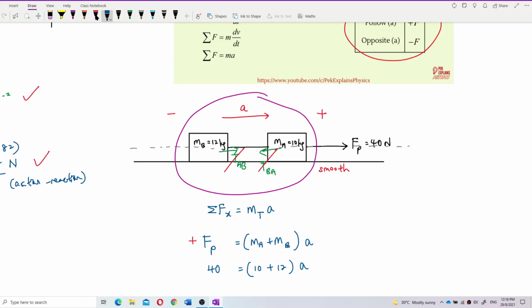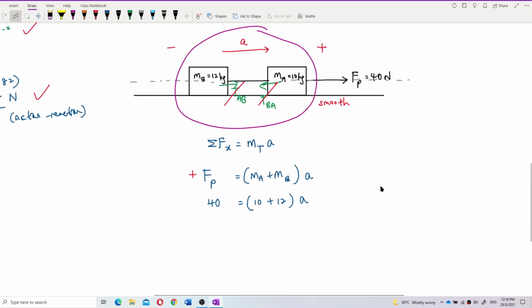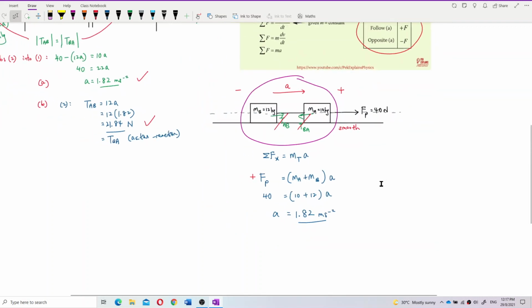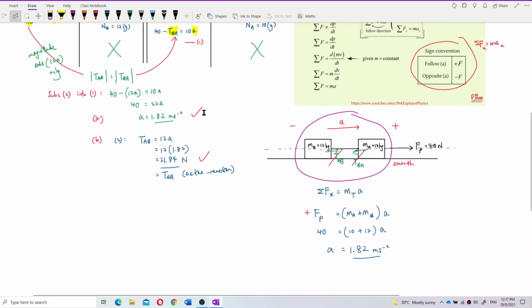So let's find the acceleration this way. Acceleration is equal to 40 divided by 22. I got the answer 1.82 meter per second square. Fast and easy, and the answer is correct, same as before.